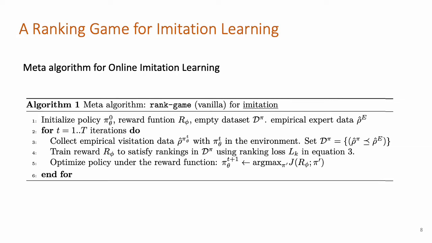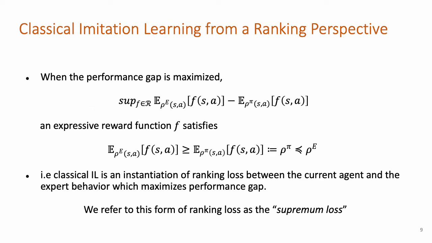Our meta-algorithm for online imitation learning performs three simple steps. First, the current policy collects empirical visitation data. A pairwise preference is established between the current policy's visitation and the expert visitation and is added to the preference dataset. Then we learn a reward function that satisfies these dataset preferences, and finally we optimize the policy on the reward function. We show in this paper that a large number of prior imitation learning algorithms can be specified as an instantiation of this game.